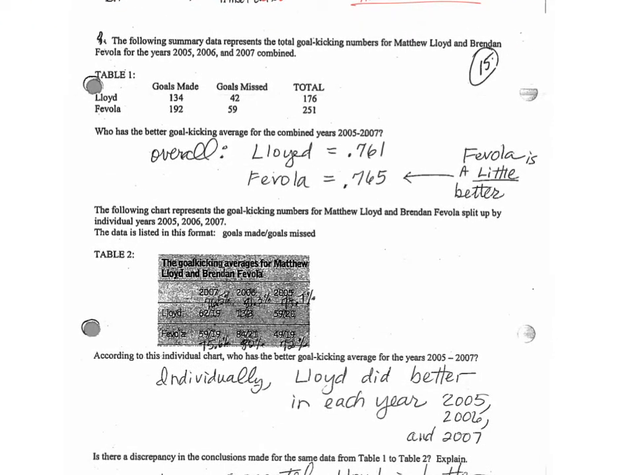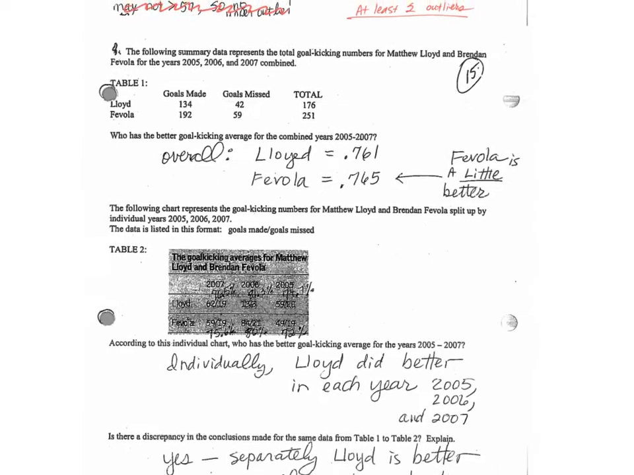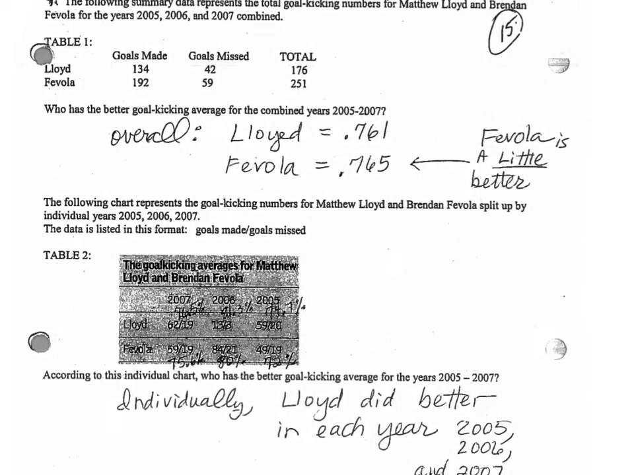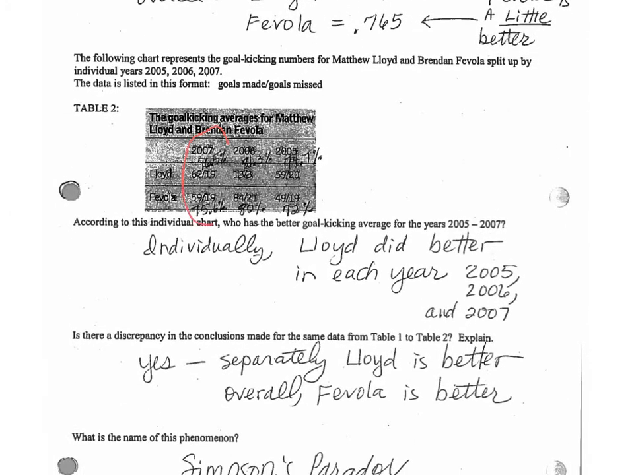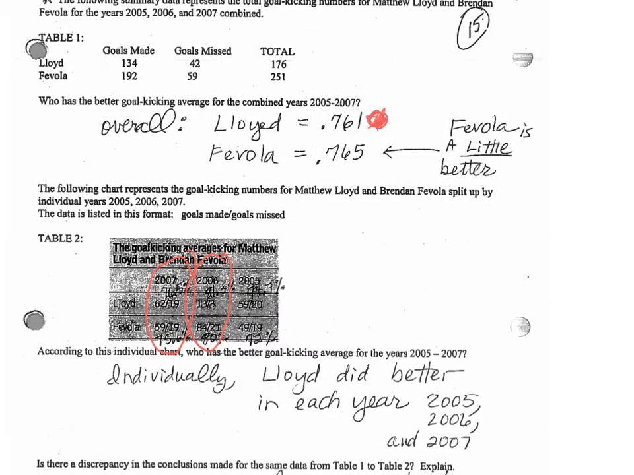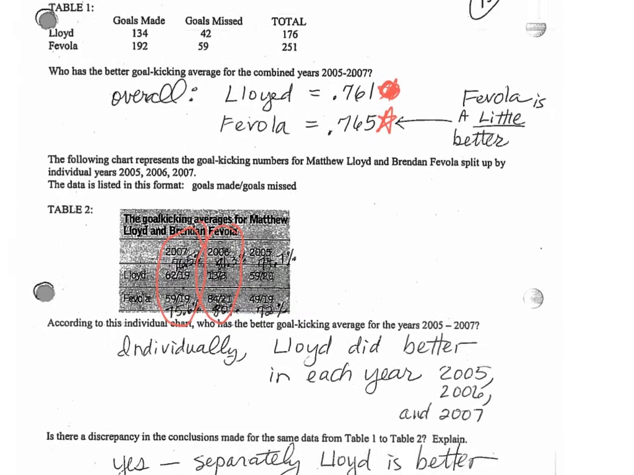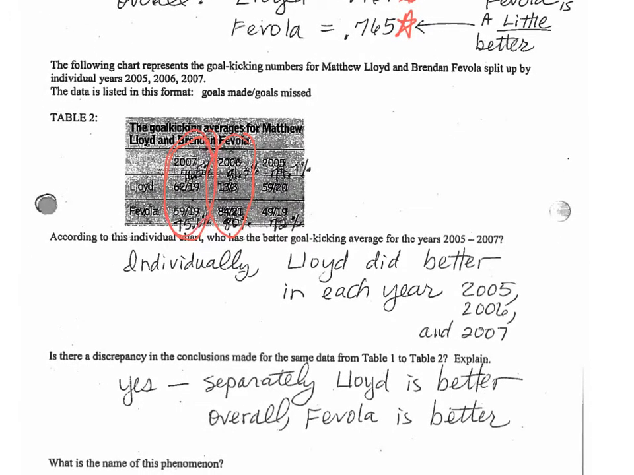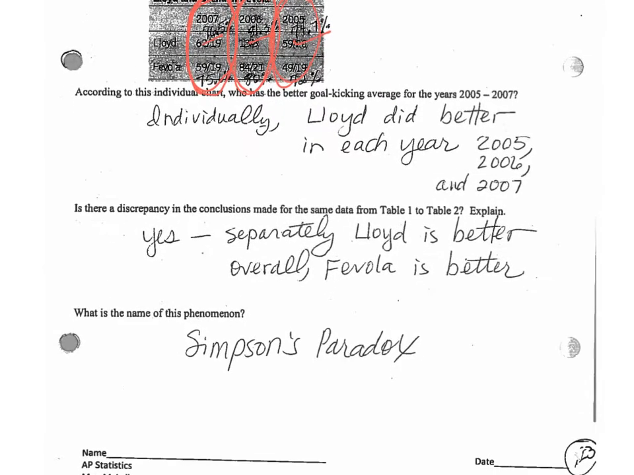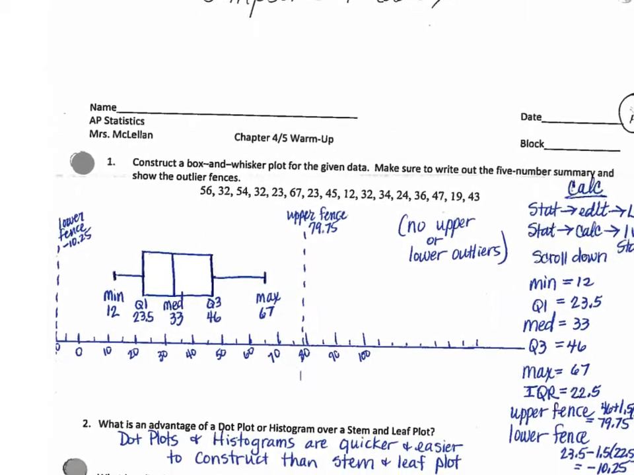Number 8 ends up being a Simpson's paradox problem, because overall, Fevela looked bigger. But when you did these individually, 2007, Lloyd was better. 2006, Lloyd was better. And 2005, Lloyd was better. So in the individual years, Lloyd was better. But overall, Fevela was better. That was Simpson's paradox. All right, let's go on to this warm-up.